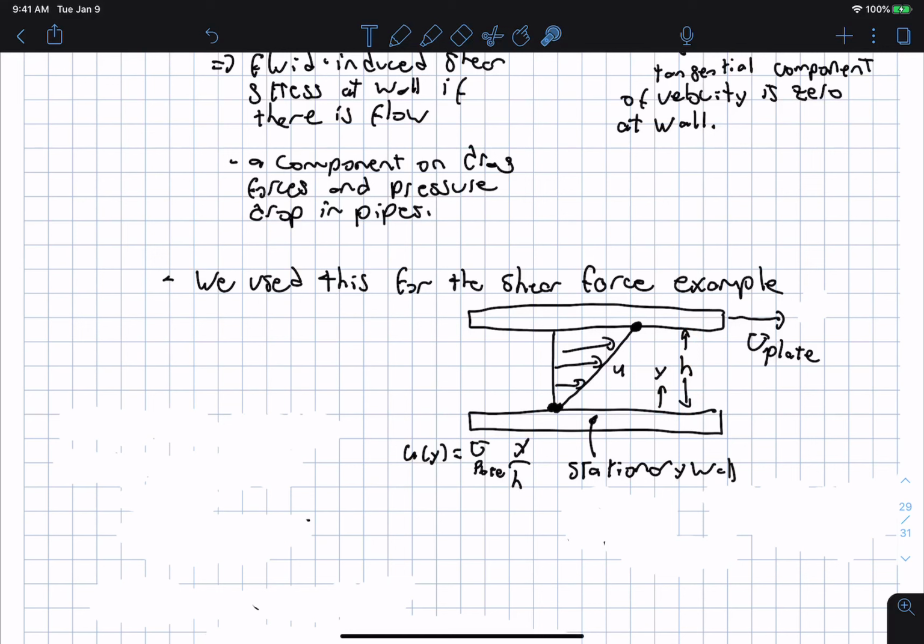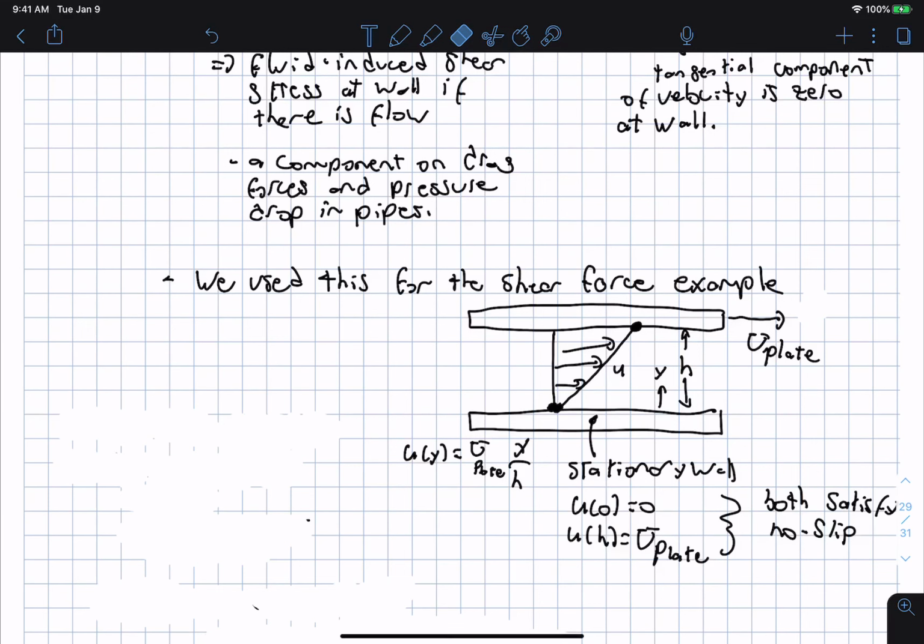Well, if we look at that and evaluate it, we see that u is 0 on the bottom here, and u is equal to u plate at the top. And so this condition satisfies the no slip condition on both the top and bottom plates.